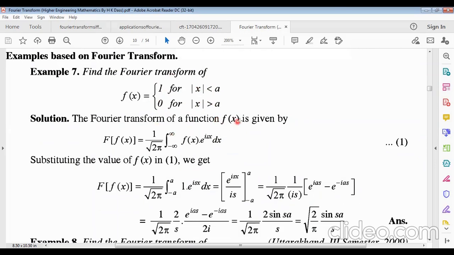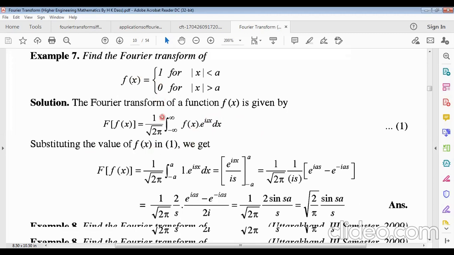Now the Fourier transform of a function f of x is given by this. You must know this Fourier transform of f of x formula. We have to use e to the power isx. This is the complex form of the function, because e to the power isx can be written as cos sx plus i sin sx. So sine and cosine are combined here. This is the Fourier transform formula, equation number 1. Now substituting the value of f of x in equation 1.